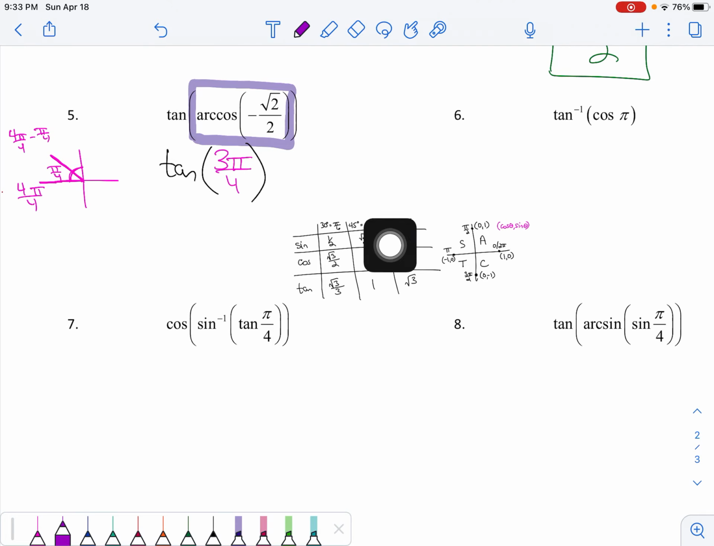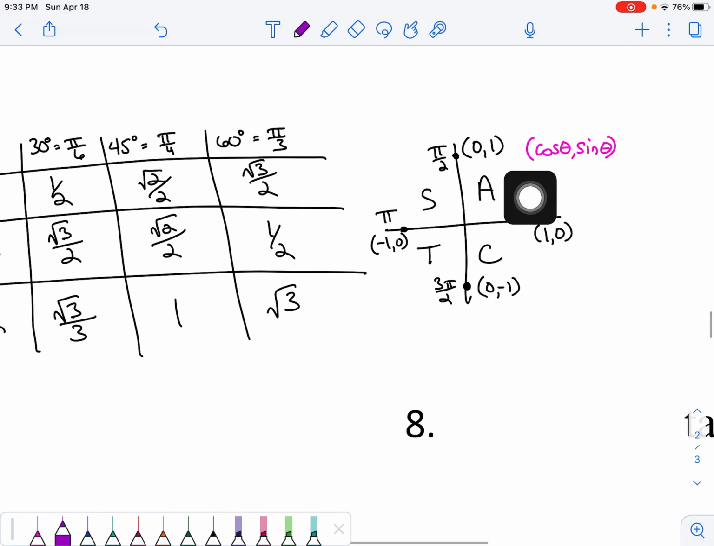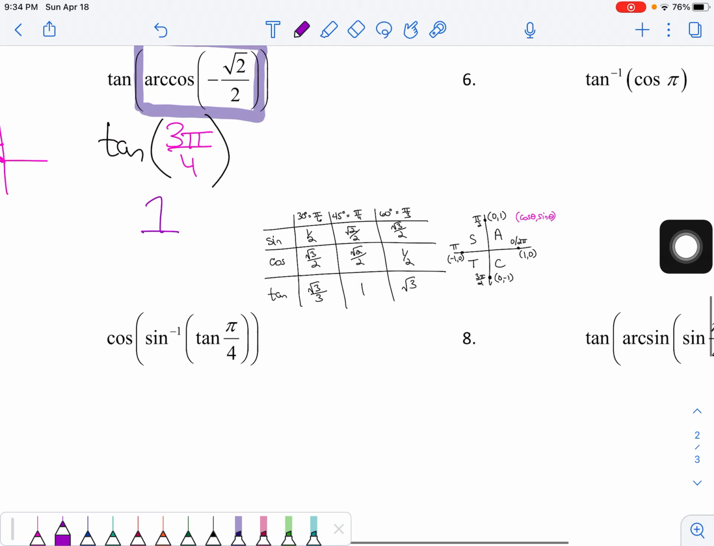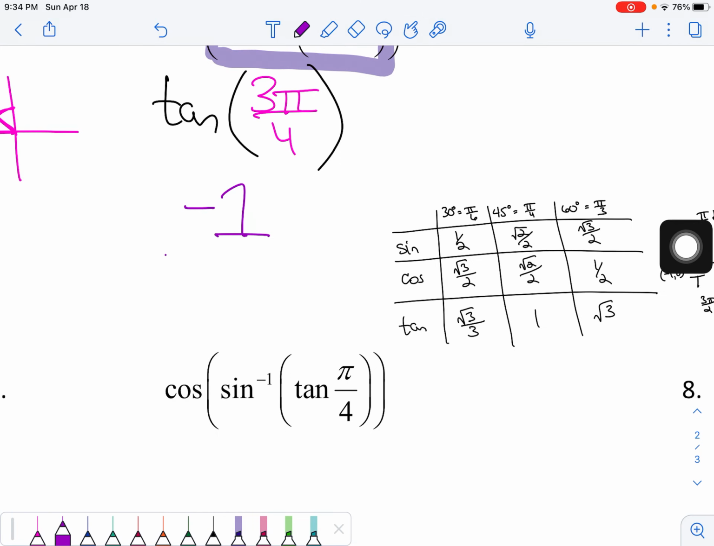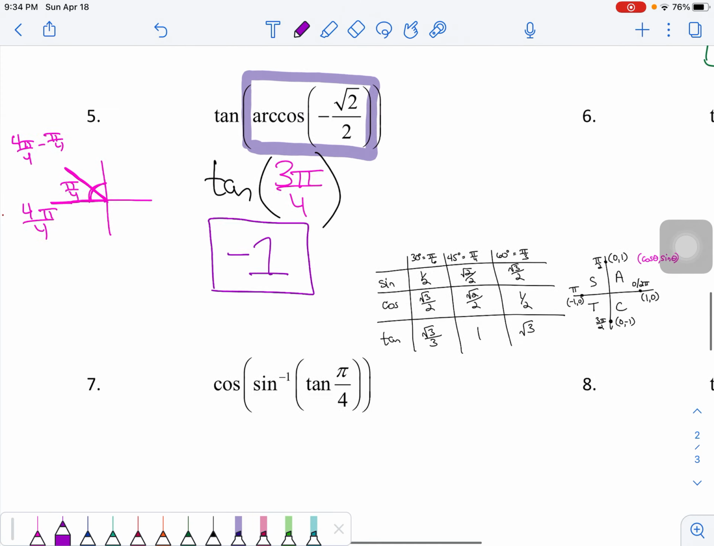So tangent of pi over 4, because that would be my reference angle, is 1. All right, so that's good enough. That's 1. However, 3 pi over 4 is in quadrant 2. In quadrant 2, right here, there's an S. And remember that S means that sine is positive, but the two other major trig functions, cosine and tangent, are going to be negative. So that means I need a negative 1 for my answer here.